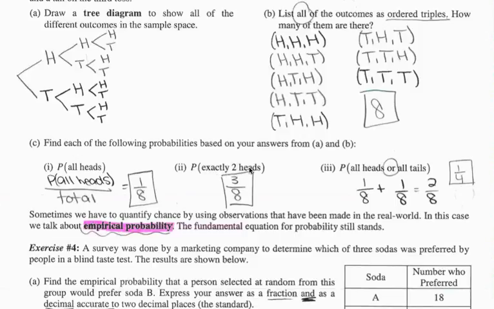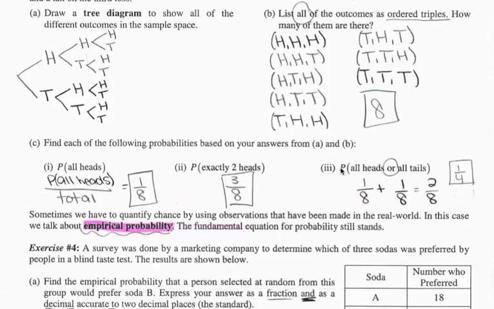Probability of exactly 2 heads. Well, that's exactly 2 heads, not at least. So that means the heads, heads, heads option is not included in our successful outcomes. So we have heads, heads, tails, heads, tails, heads. That one's no good. Here we go, tails, heads, heads. So that's 3 combinations where we have 2 heads exactly. So we have 3/8 as our probability.